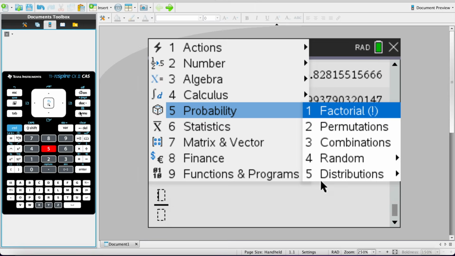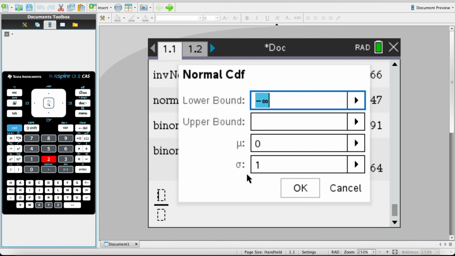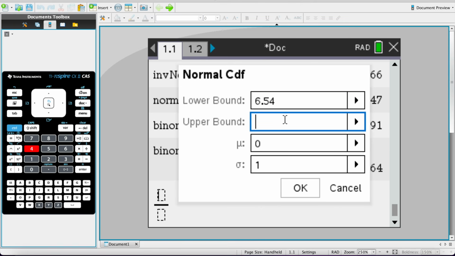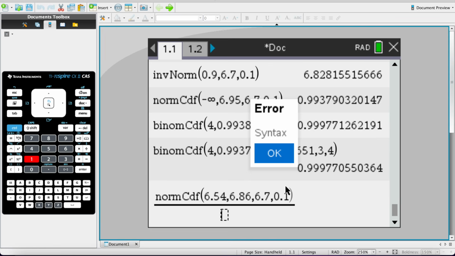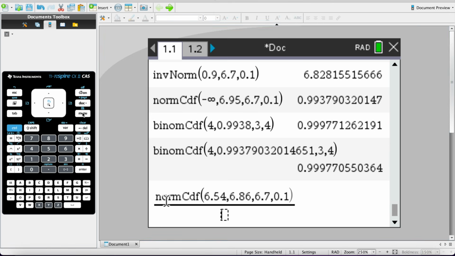You can do a menu 552 on the top. You want your lower bound to be 6.54 and your upper bound to be 6.86. Your mean is 6.7 and your standard deviation is 0.1. That's on the top. It's fine if you get this error just because you don't have anything on the denominator, which you're going to fill in now. And we've actually already found that.